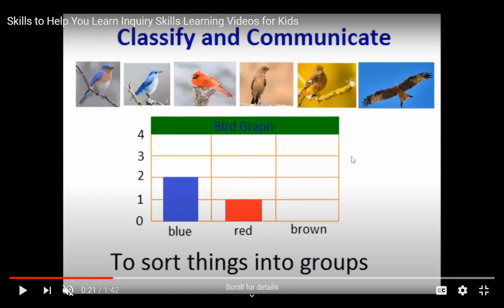classify. What do I mean to classify? See over here, we have a table. We have two blue birds. Can you see the blue birds? We have two blue birds over here. And we have only one red bird. And how many brown? 0. They are all yellow birds.